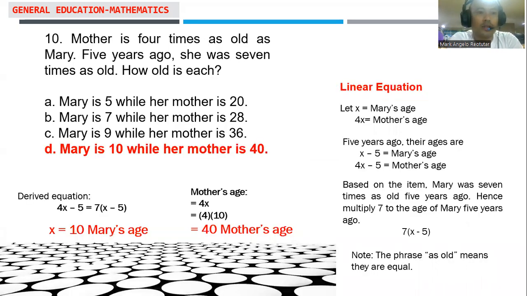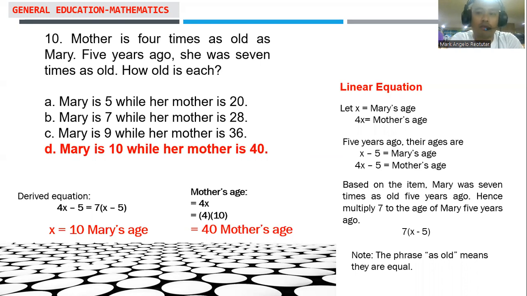And for the last number, this is an application of a linear equation, specifically an age-related problem. So let's read the problem. Mother is 4 times as old as Mary. 5 years ago, she was 7 times as old. How old is each? A. Mary is 5 while her mother is 20. B. Mary is 7 while her mother is 28. C. Mary is 9 while her mother is 36. Or D. Mary is 10 while her mother is 40.